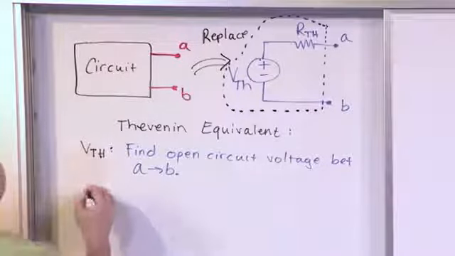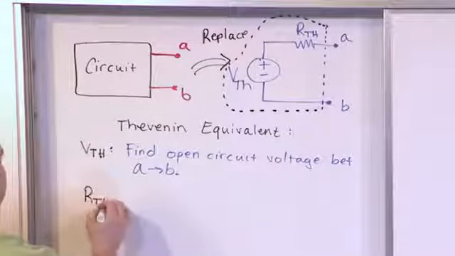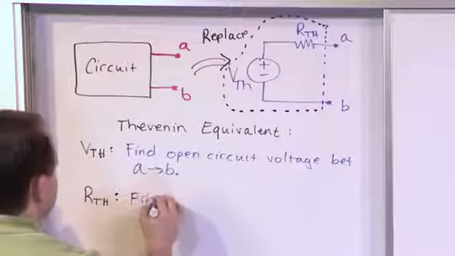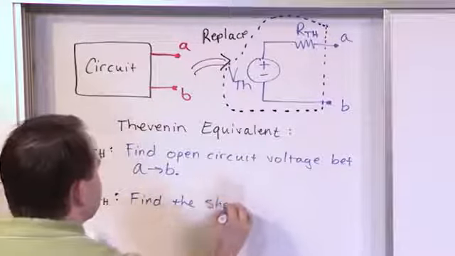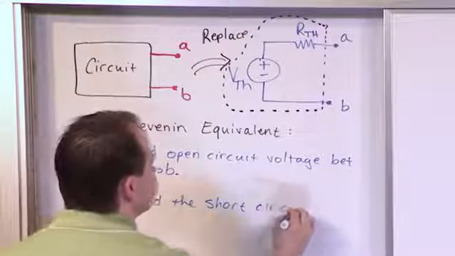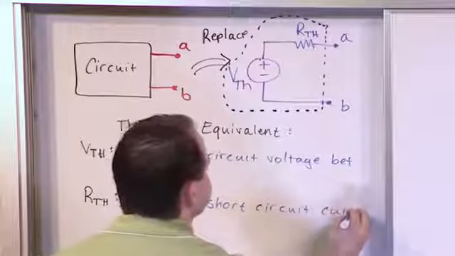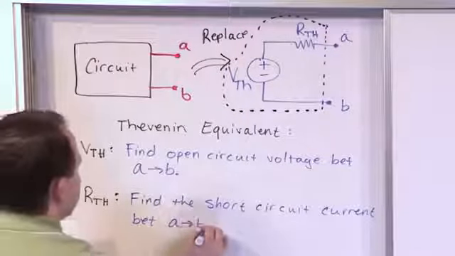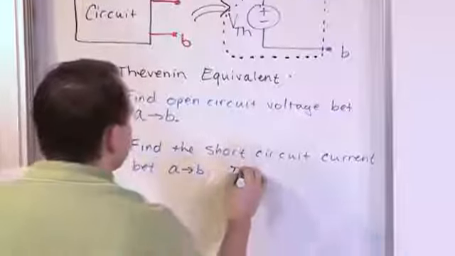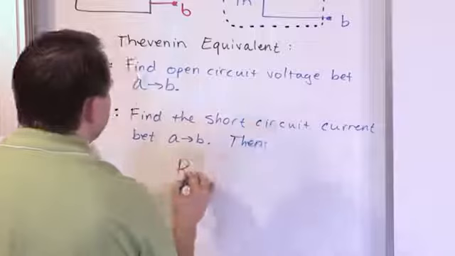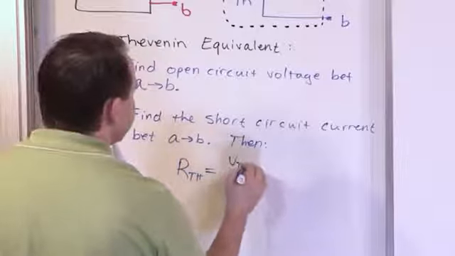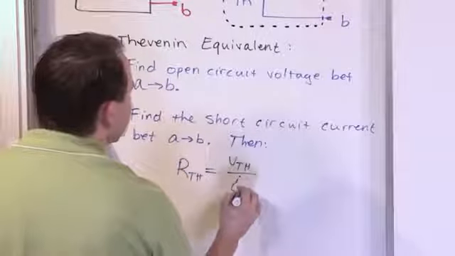All right, to find the Thevenin equivalent resistance, RTH, you have to find the short circuit current between terminals A and B. Then the Thevenin equivalent resistance is the Thevenin voltage that you calculated in step 1 divided by I short circuit, ISC.